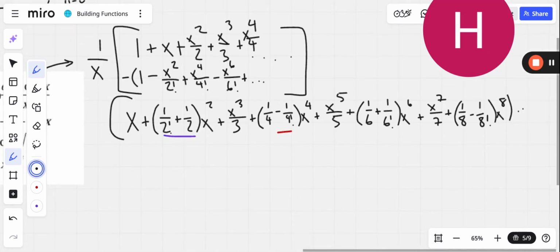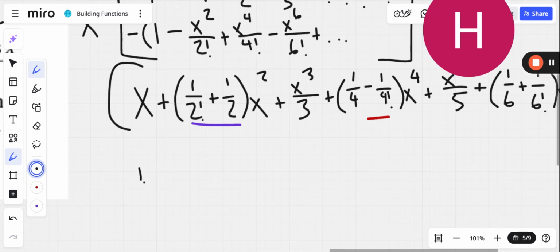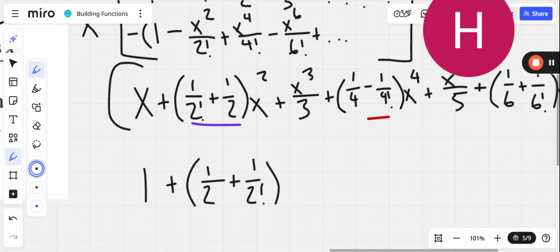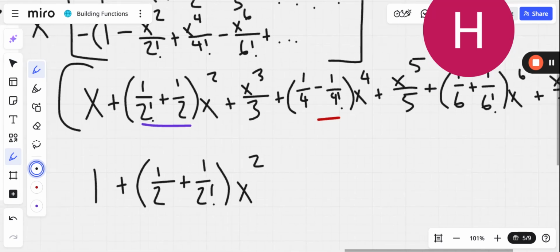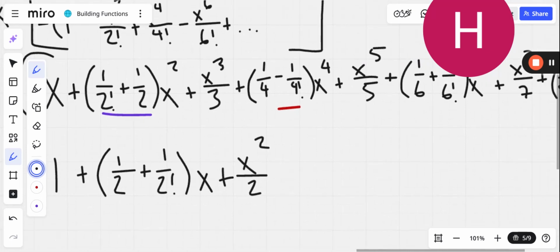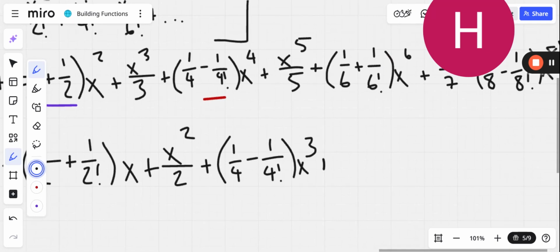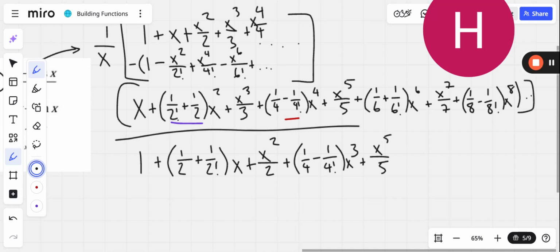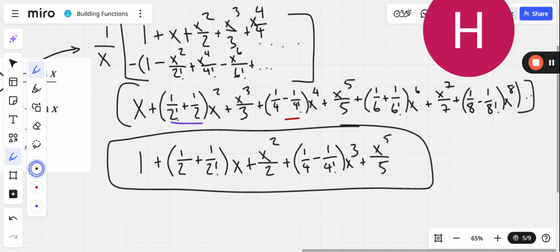If we divide all of this by x, we're just going to end up with 1 plus 1 over 2 plus 1 over 2 factorial, which again is 1 over 2 as well. This is going to be x. All of these powers are going down. x squared over 2 plus 1/4 minus 1 over 4 factorial, but this is now times x cubed plus x to the 5th over 5. And that's enough terms. I think we kind of understand the pattern here. This would be an appropriate function.